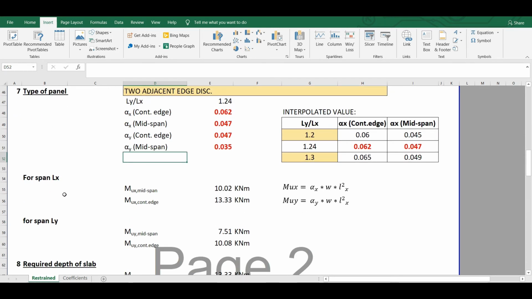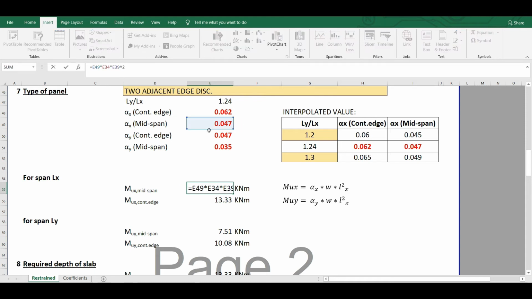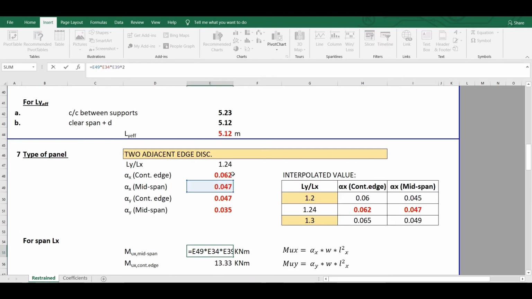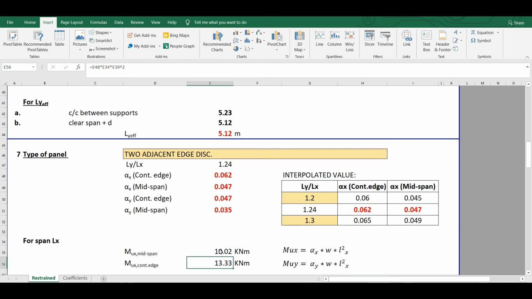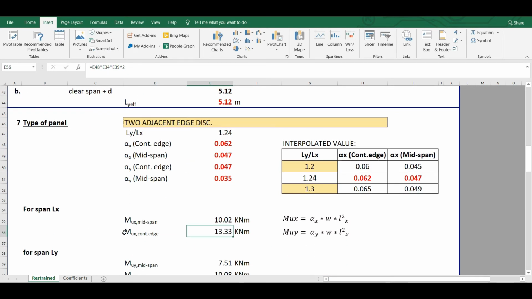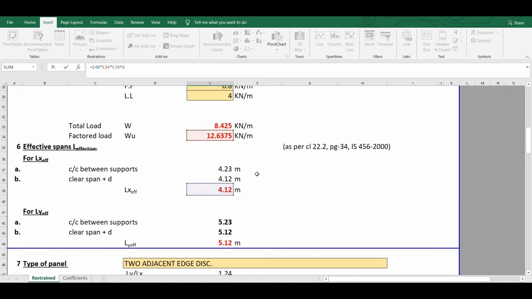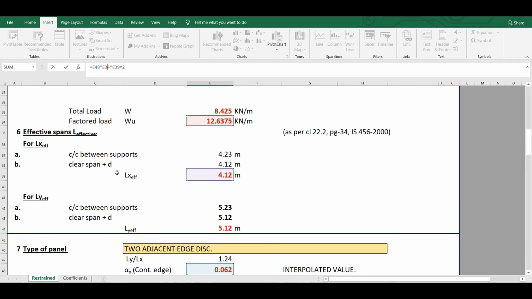For span Lx, that is the shorter span, the bending moment in the x direction is equal to alpha x for the mid span in the x direction, that is 0.047, multiplied by the ultimate load, that is 12.63, and multiplied by the effective length in the shorter direction squared. So I will get it as 10.02. Similarly, Mux at the continuous edge is equal to alpha x at the continuous edge multiplied by the ultimate load and multiplied by Lx effective squared.